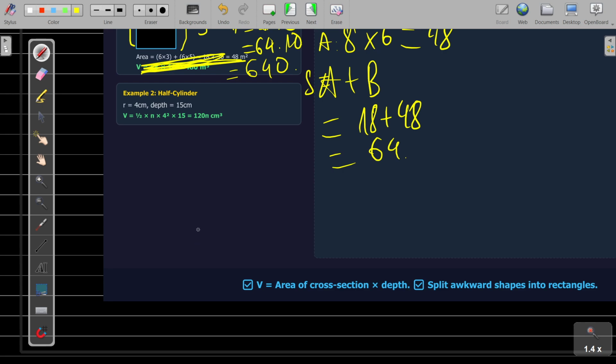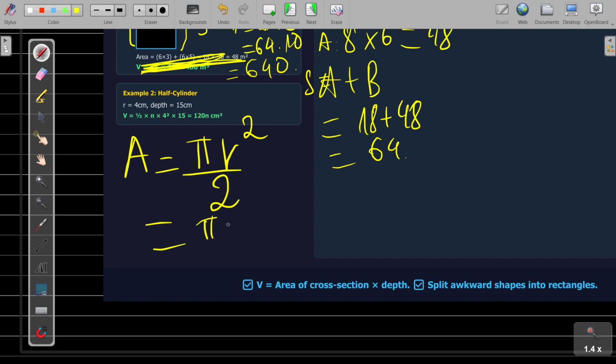So the area of the front circle, I need to write the area first. The area is pi r squared divided by 2, because it's a semicircle, so it has to be divided by 2. The radius is 4 here, so it's pi times 4 squared over 2. This is going to be 8 pi, because 16 divided by 2 is 8. This is going to be 8 pi.